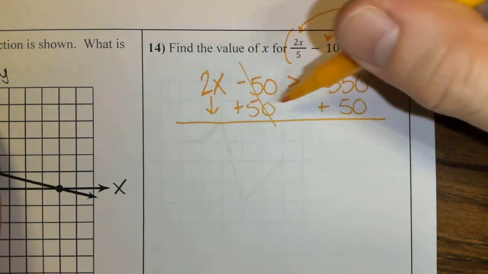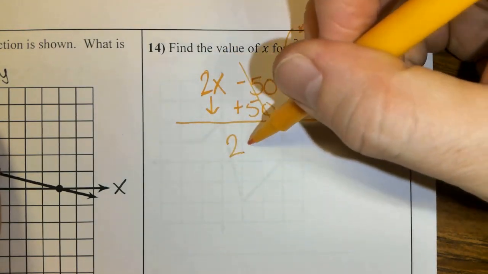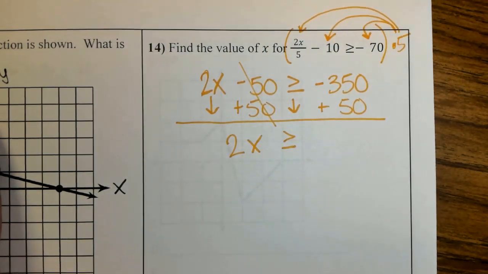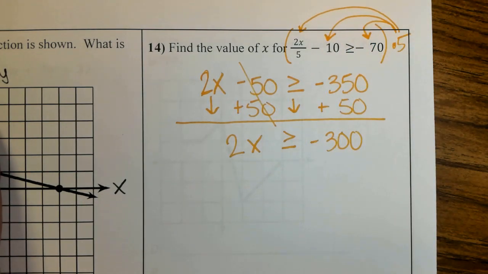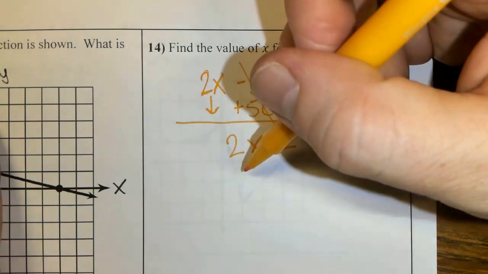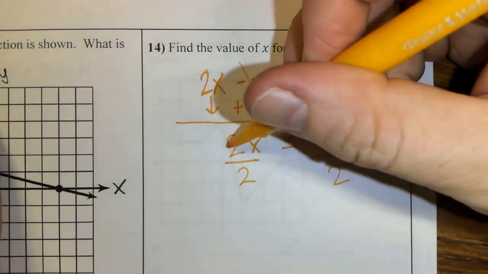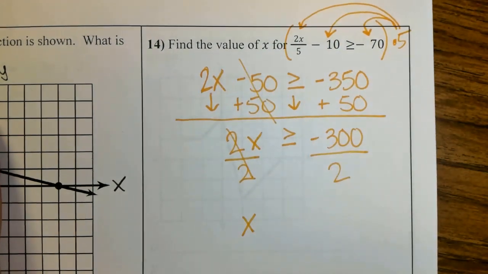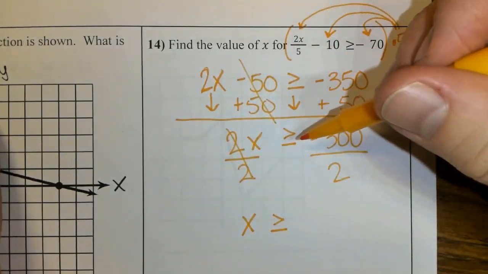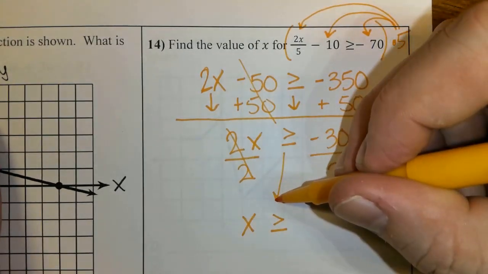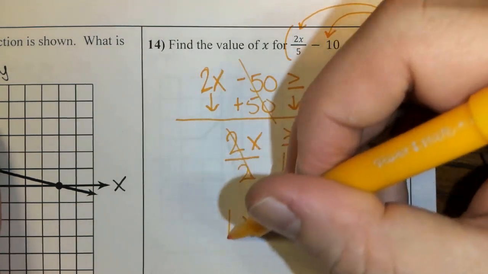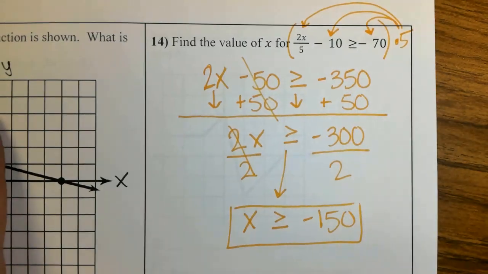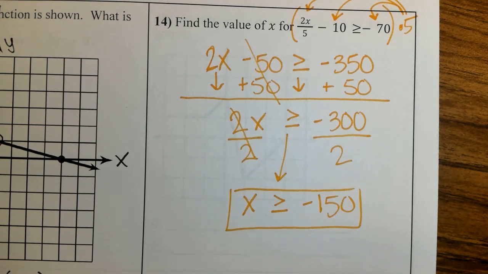So that goes away. Bring down, bring down. So I have 2x is greater than or equal to negative 350 plus 50 is negative 300. And from there, I just divide, right? Wow, I like this question. So x, I did not divide by a negative, so the sign stays the same. Negative 300 divided by 2 is negative 150. That is my answer. That was so easy. I like those. Let's do a whole another test on that, right?